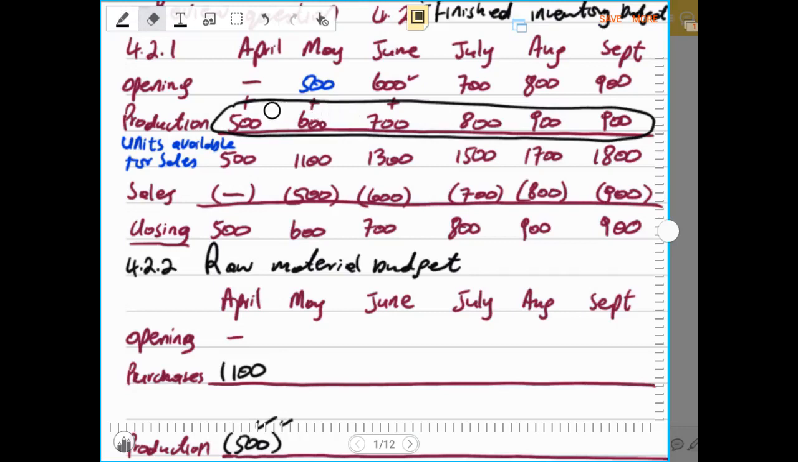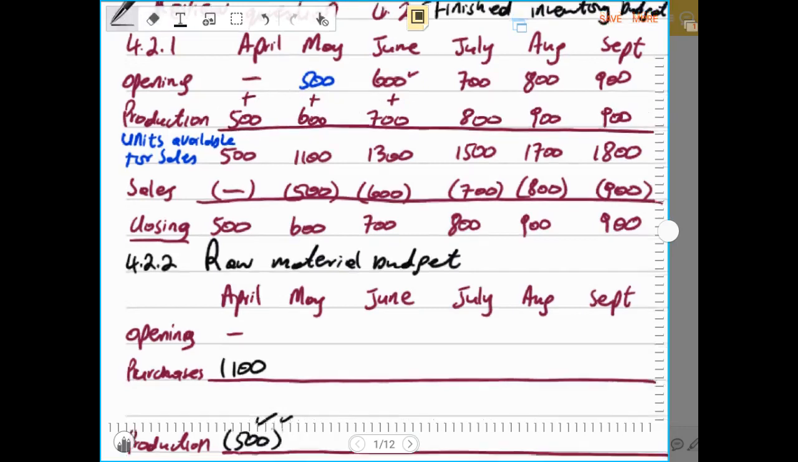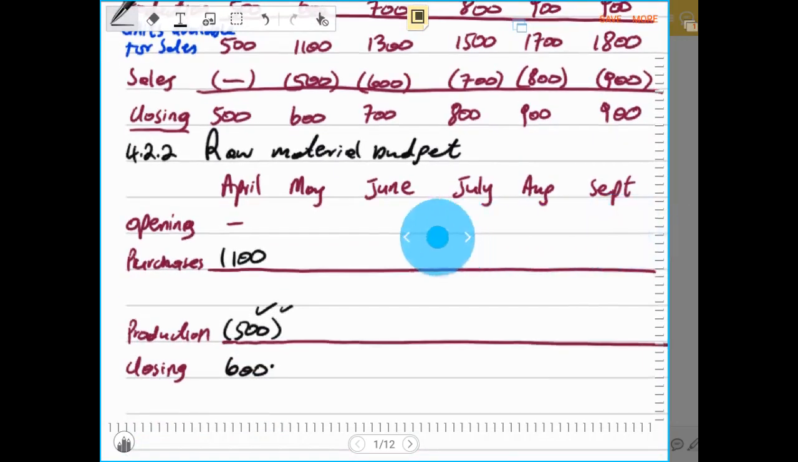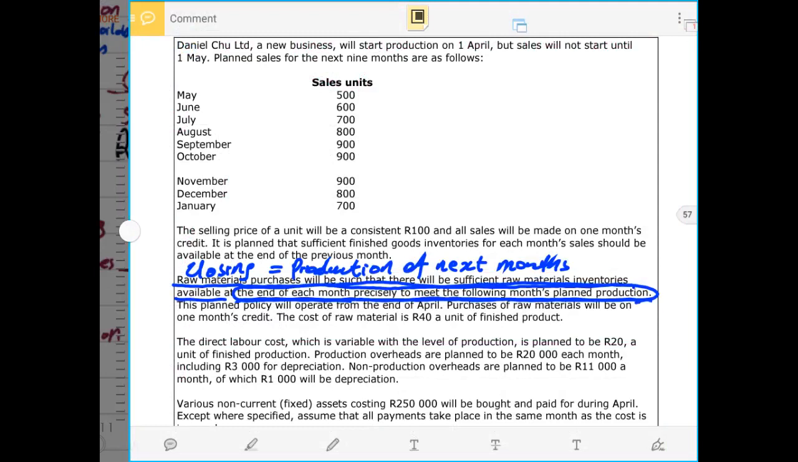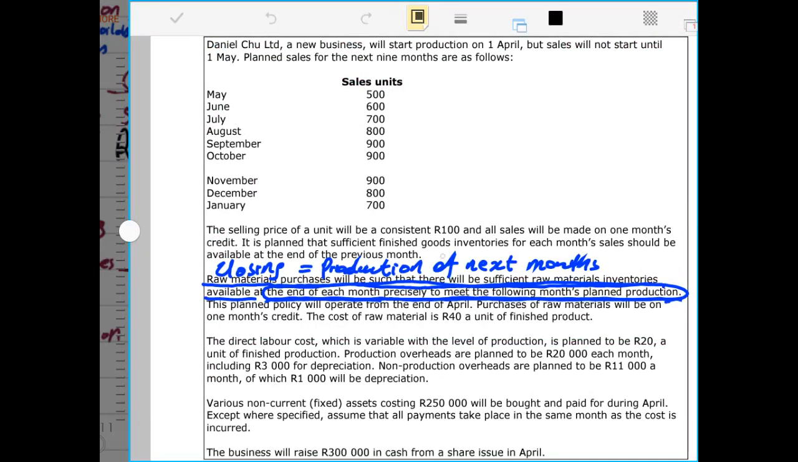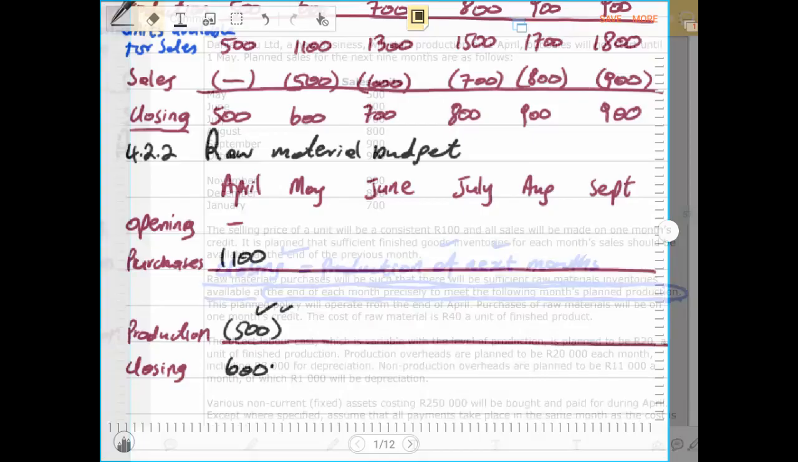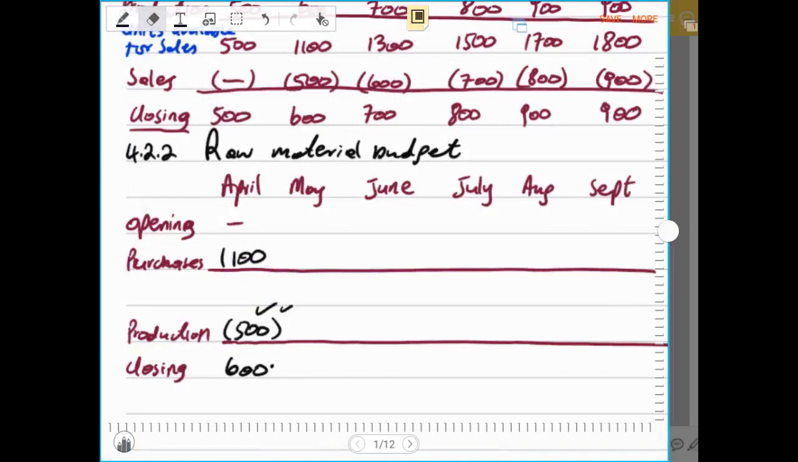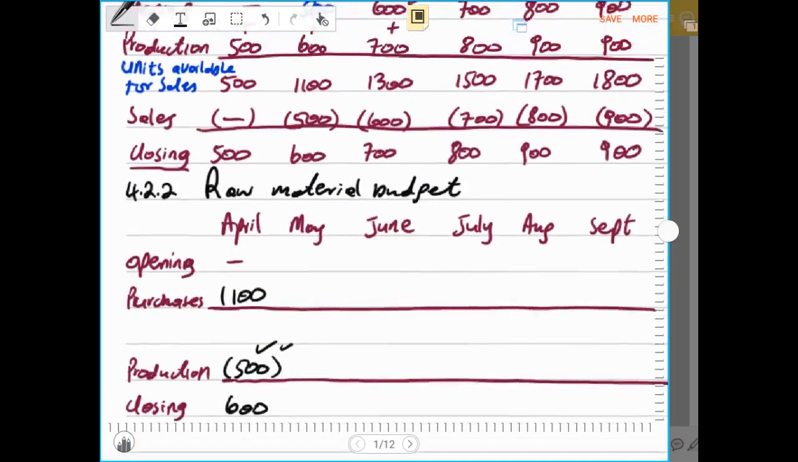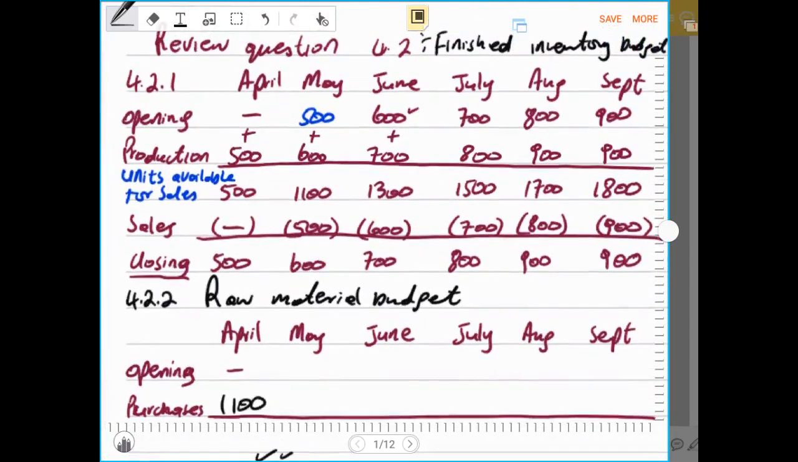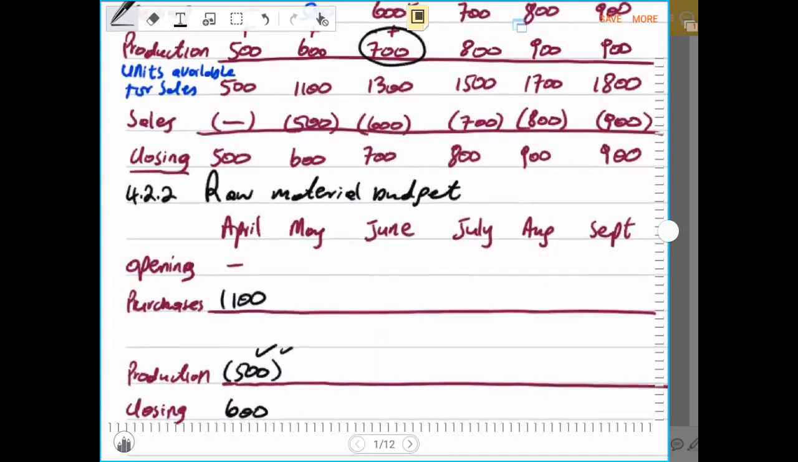So now I hope that is very clear, guys. I try to simplify it for you. As I made mention in my own statement here, closing is equal to next month's production. So now I can record all the closing throughout because I already know that closing must be equal to next month's production. So now I know that production for the month of June is 700. So the production for the month of June should be the closing of June.